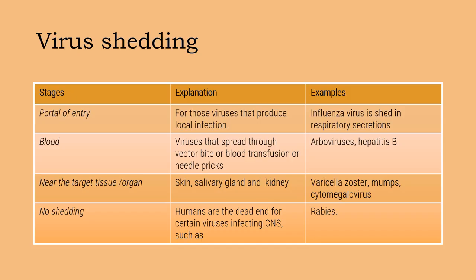If it is the bloodstream, the viruses can spread from the site of entry into the blood, and then slowly start multiplying and go on to a secondary viremia. Sometimes they can be near the target tissue or organ, like varicella zoster, mumps, or cytomegalovirus. Sometimes the virus's life is a dead end with that particular infection, for example, rabies virus.